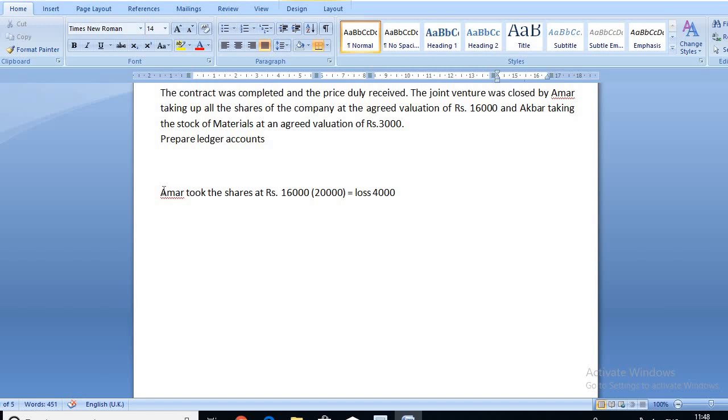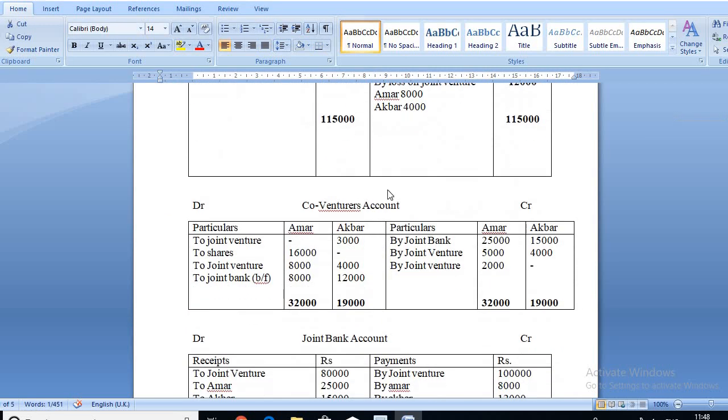So here shares were taken over by Amar. So in Amar's account only, I have shown 16,000, the amount he took the shares for. Why debit side? Because the shares are coming, that is the real account rule: debit what is coming and credit what is going. Shares are coming to Amar. Here Amar is receiving the shares, that's why Amar's account is debited. And in cross posting, the shares account should be credited in the shares account.